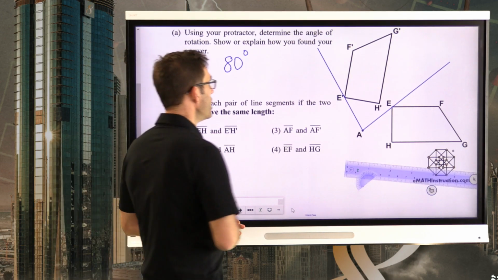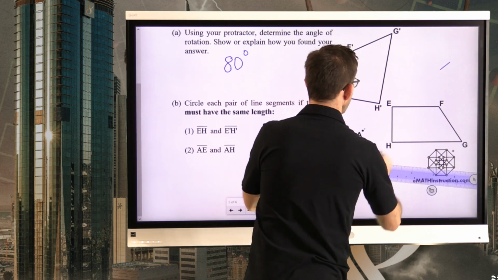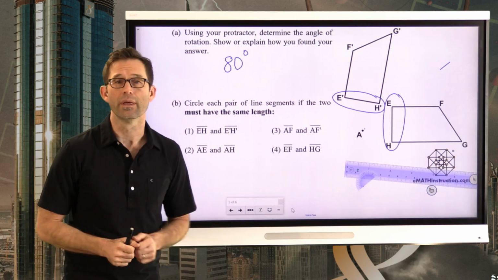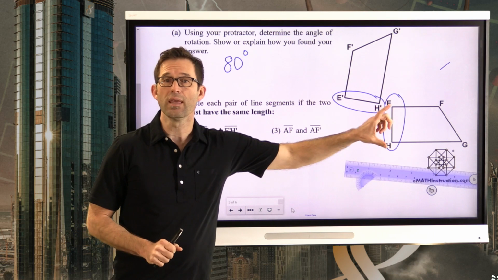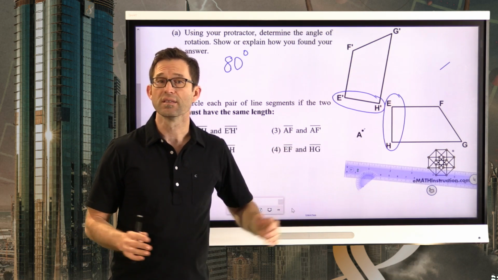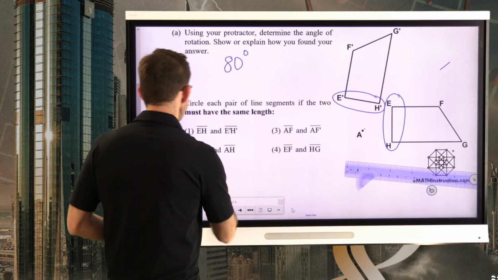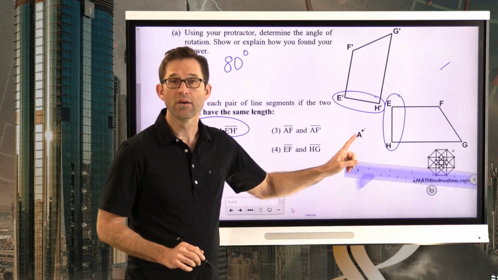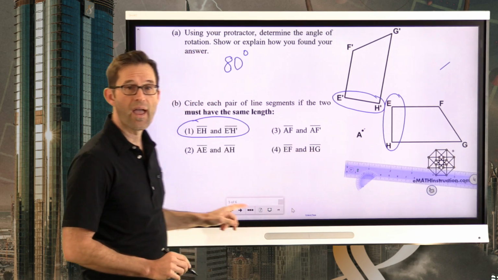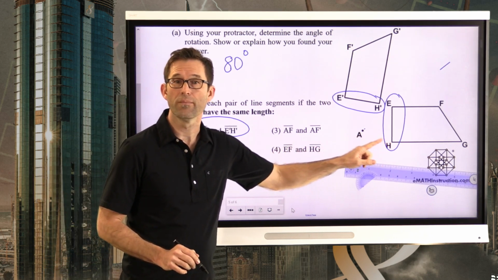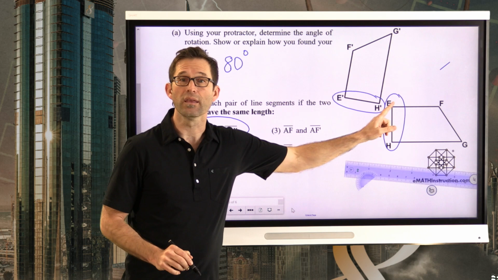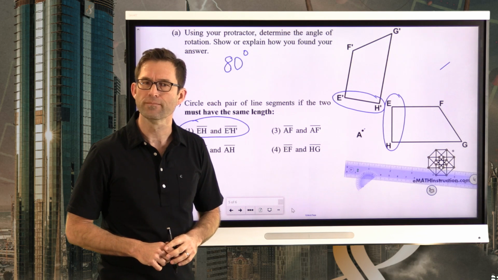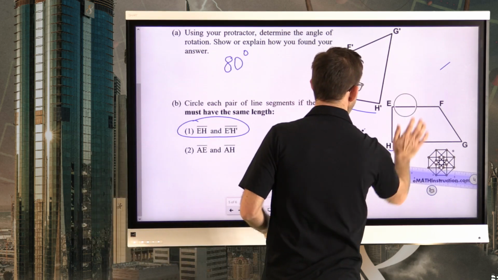All right, well, I'm going to just erase this really quick. EH and E prime H prime, right? That's number one. Absolutely, because E prime H prime is just the image of EH after the rotation, and since rotations don't change lengths, these two are the same length. Now, how about AE, which is the distance from here to here, and AH, the distance from here to here? Well, the distance from A to H and the distance from A to E could be the same, but they certainly don't have to be, and they don't really look like they are in this particular picture. So those two don't have to be the same.